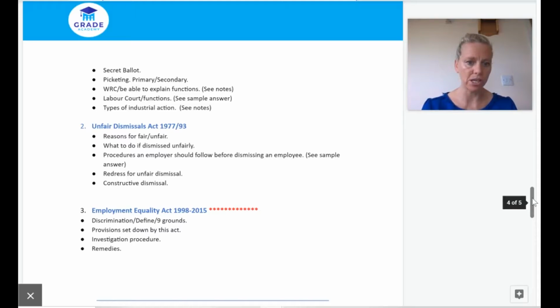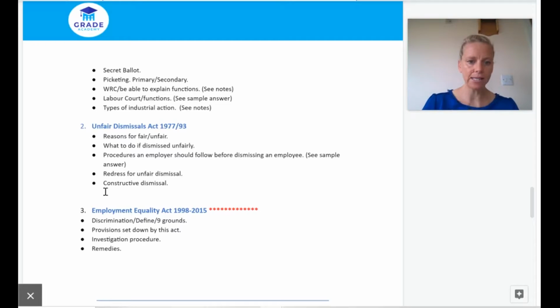So if we're looking at procedures here, procedures an employer should follow before dismissing an employee. Okay, so I've given you a sample answer on that there. Have a look over that sample answer. And then redress for unfair dismissal. Depending on what the case is will depend on what the redress will be. So again, be able to have a look at those.